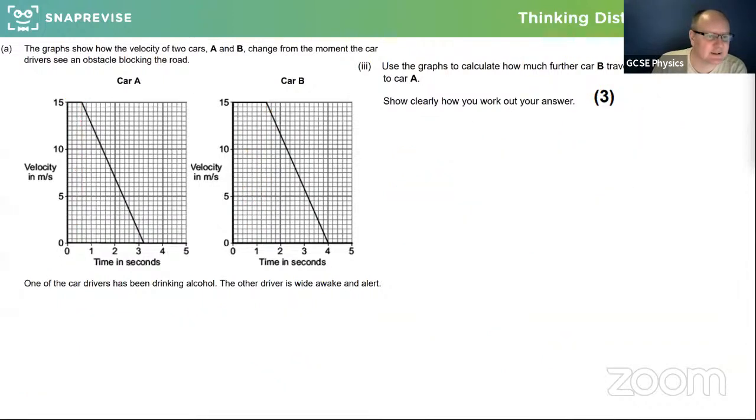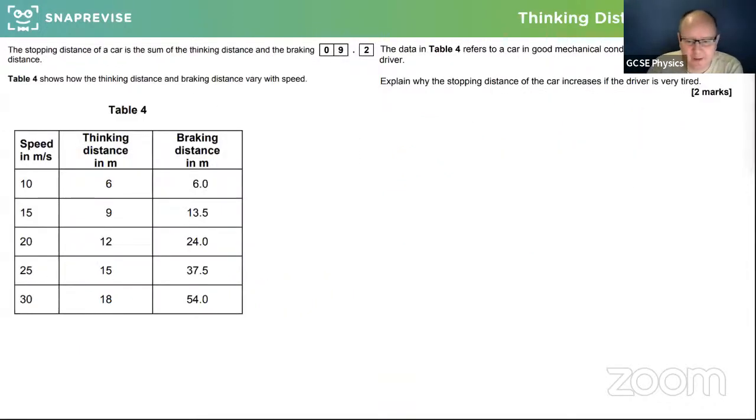Let's have a look at another question. So this one, the stopping distance of a car is the sum of the thinking distance and the braking distance. Table 4 shows how the thinking distance and braking distance vary with speed. And the data refers to a car in good mechanical condition driven by an alert driver. Explain why the stopping distance of the car increases if the driver is very tired. So why will the stopping distance increase if the driver is very tired? We've got 2 marks for this, so we've got to make 2 points.